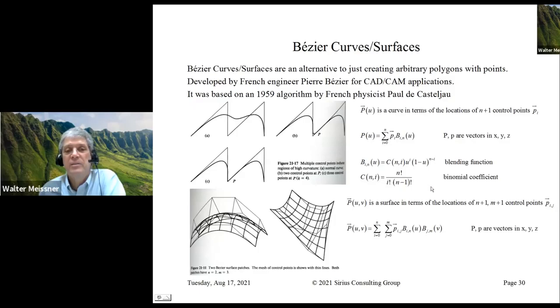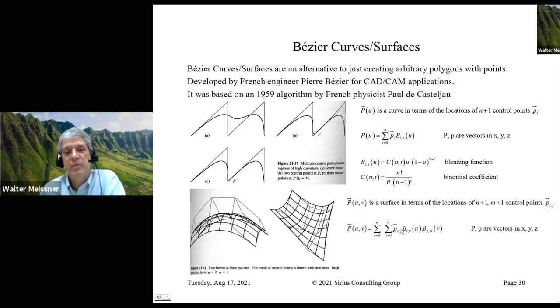The C of n, i is just the binomial coefficient, which is expressed in terms of factorial. This is used as an argument to the blending function, which is B of i and n. And so that's times u to the i times 1 minus u to the n minus i. And this is your blending function. And this blending function is used in the summation over the number of control points. So P i is the ith control point, and the blending function for the ith control point will end up in a nice curve. Now this can be extended in two dimensions to get surfaces.